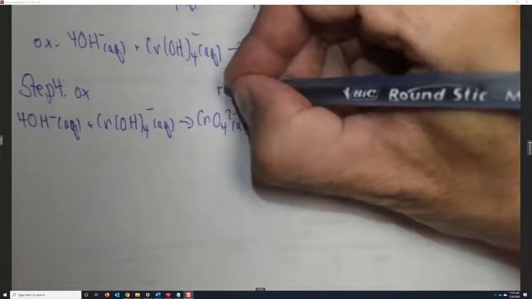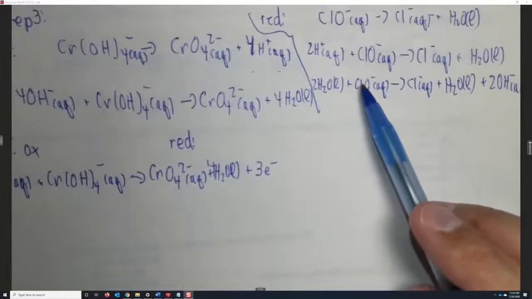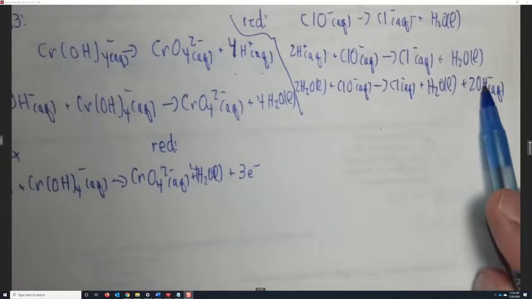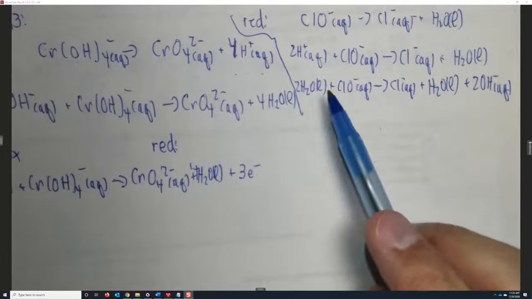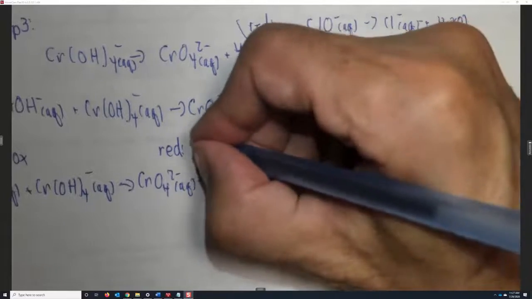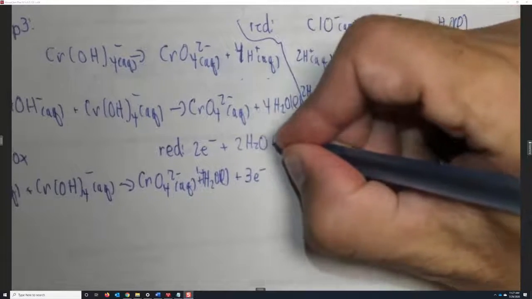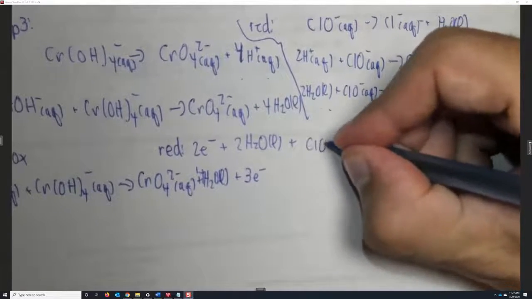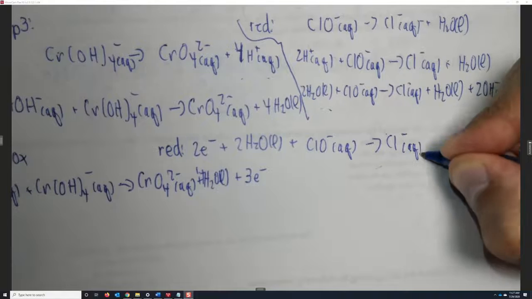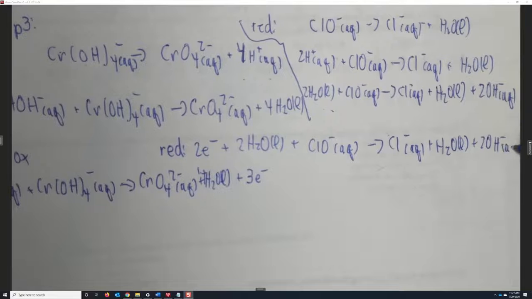Now let's look at the reduction half reaction, which I'm going to write here. In this case, I have a minus here, and I have a minus and 2 more minuses here. So 3 minus and 1 minus. So I need 2 electrons on this side in order to balance it out. So I'm going to rewrite this: 2e minus plus 2H2O liquid plus ClO minus aqueous yields Cl minus aqueous plus H2O liquid plus 2OH minus aqueous.